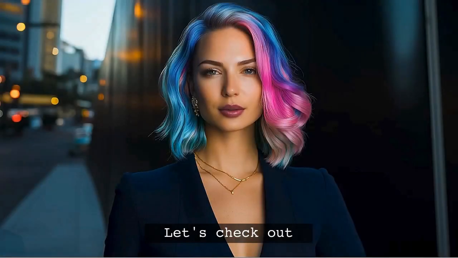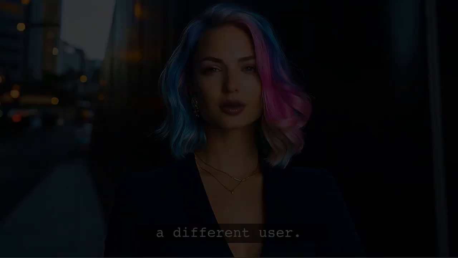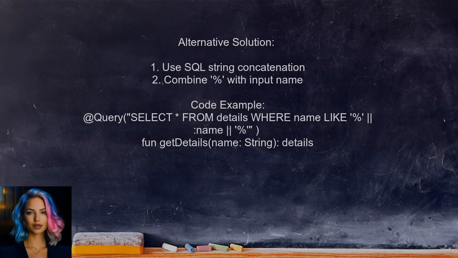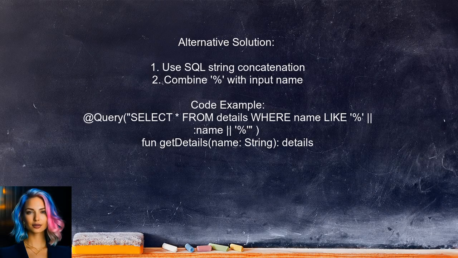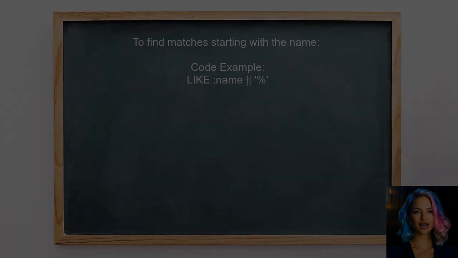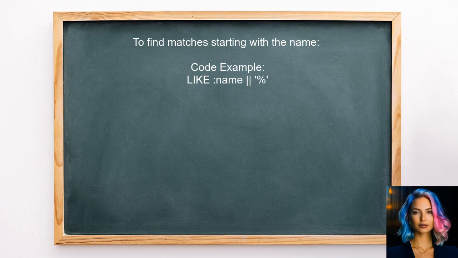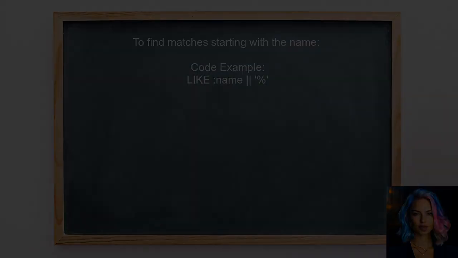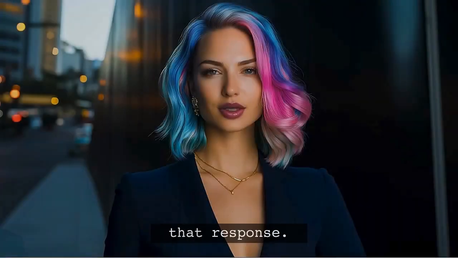Let's check out another perspective from a different user. An alternative solution suggests using SQL string concatenation with the like operator. By combining the wildcard % with the input name, you can search for names containing the substring. Additionally, to find names that start with a specific substring, you can use the like operator with the input name followed by a wildcard. That's it for that response.